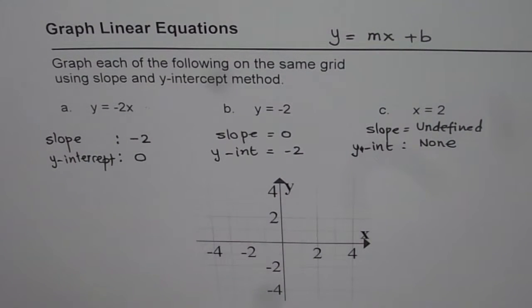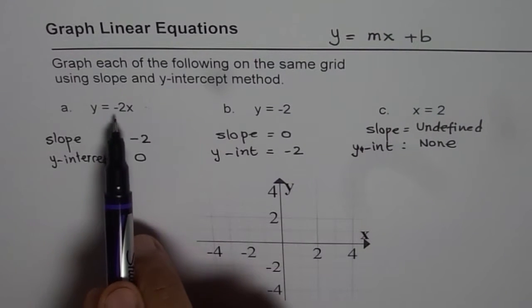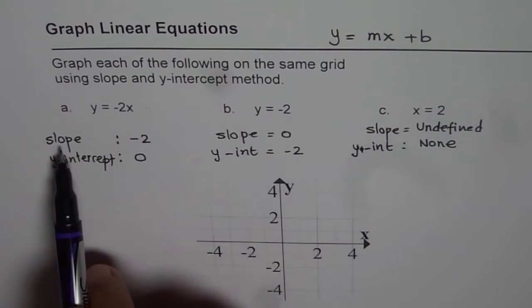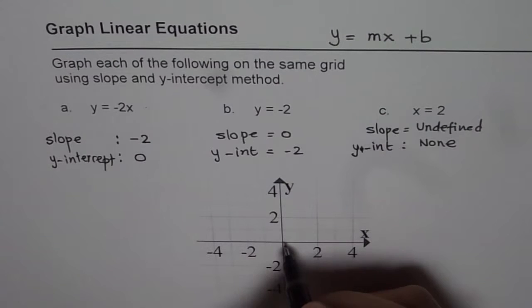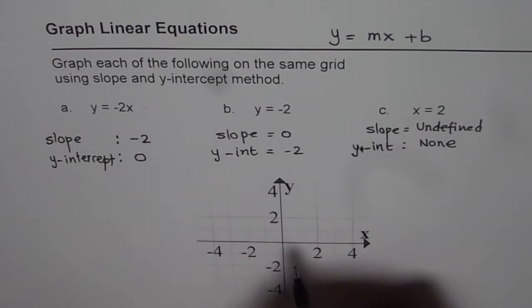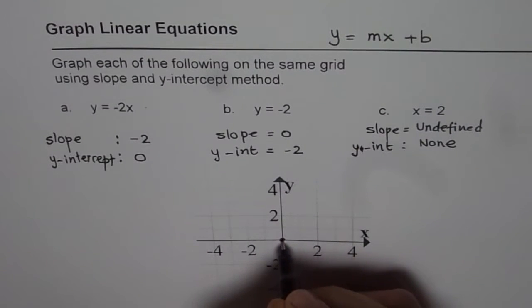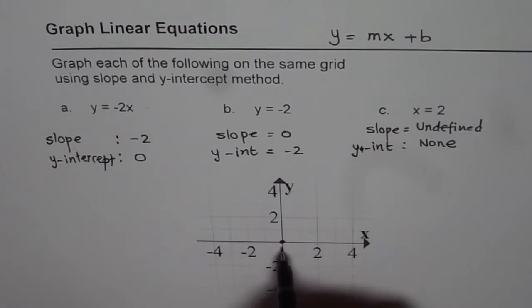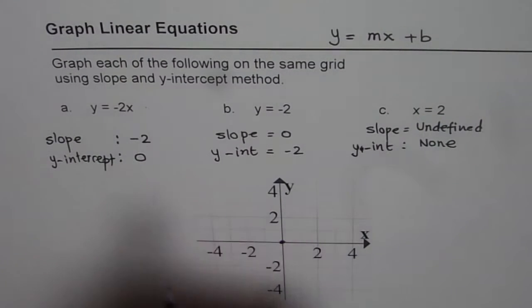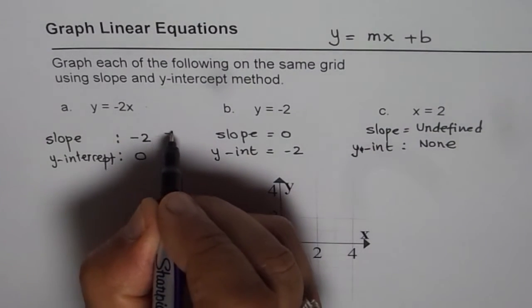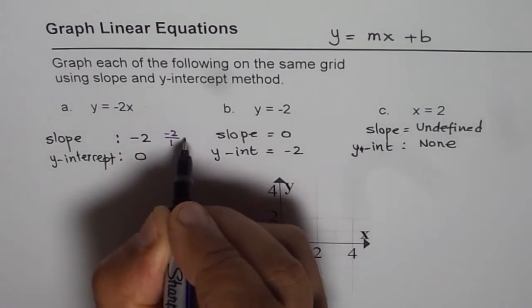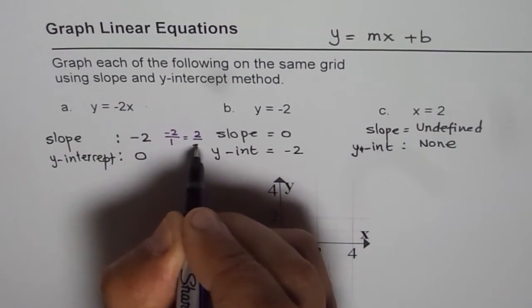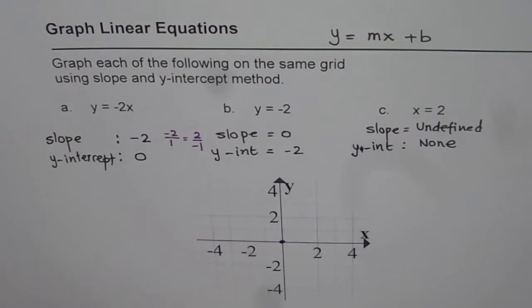And now in the second part, let us sketch them one by one. y equals minus 2x is a straight line with slope minus 2, right? So slope is minus 2 means what? And y-intercept of 0. So first you go to 0, the y-intercept, there you are. And then from here, minus 2 means a slope of minus 2 over 1, or you can also write this as 2 over minus 1. That is how you can see this slope.